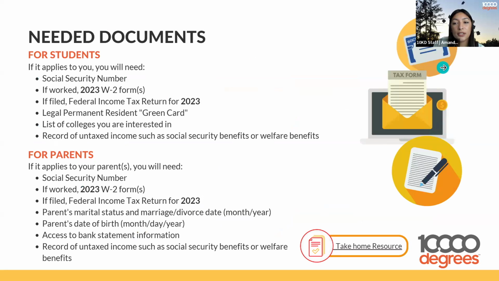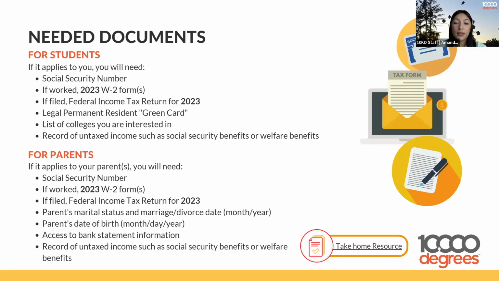These are some needed documents that a student or parents may need when completing a financial aid application. For students, they may need their Social Security number, 2023 W-2 forms, their federal tax return for 2023 if they filed one, a legal permanent resident green card, a list of colleges that they're interested in, and a record of untaxed income such as Social Security benefits or welfare benefits.